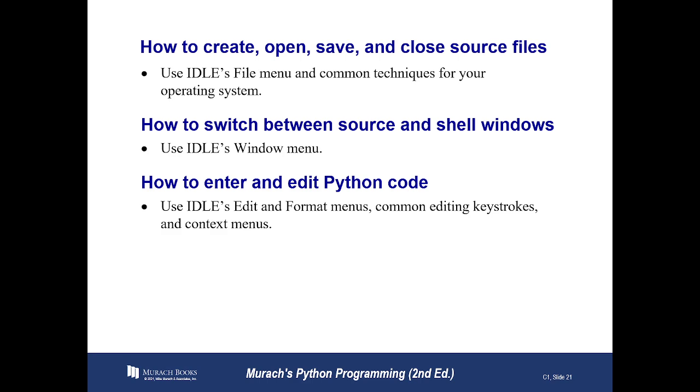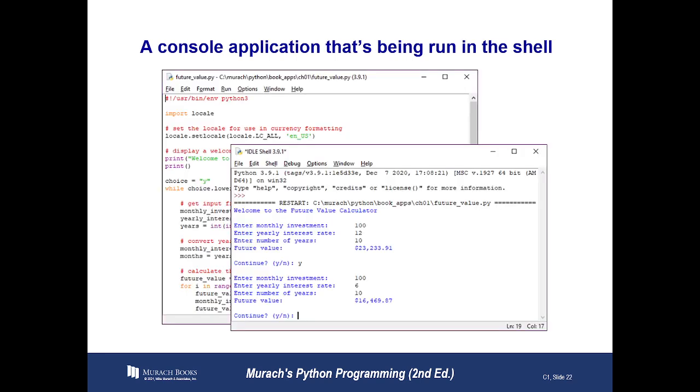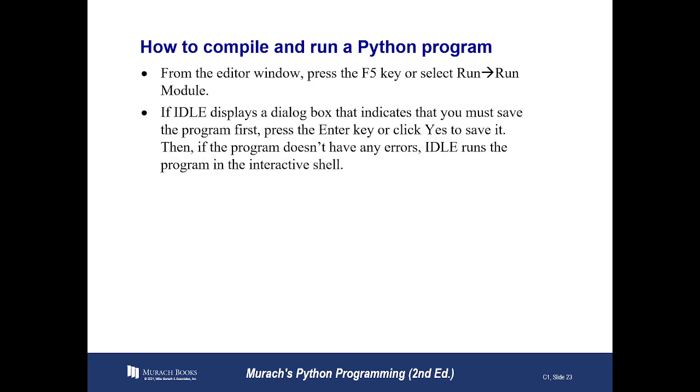And then you could edit the file within the editor, so typically you have two windows. You have the editor window and the IDLE shell, and then how to compile and run it. You can hit the F5 key, or just go to the run menu. IDLE displays a dialog box that indicates you must save the program. So that's basically, like I said earlier, if the file's not saved, it can't compile it. So make sure you give it a valid name ending in .py.